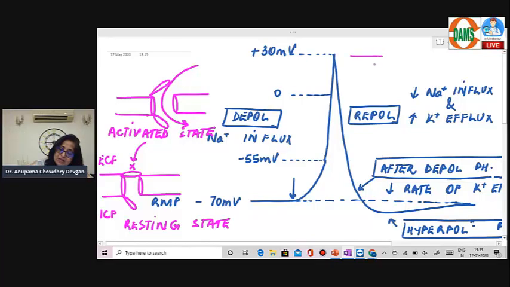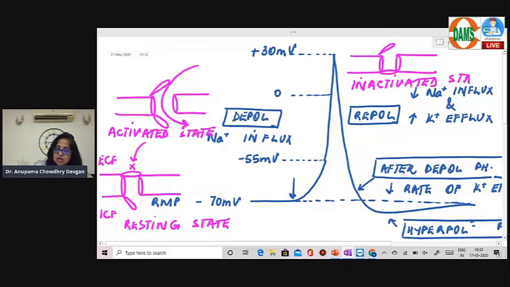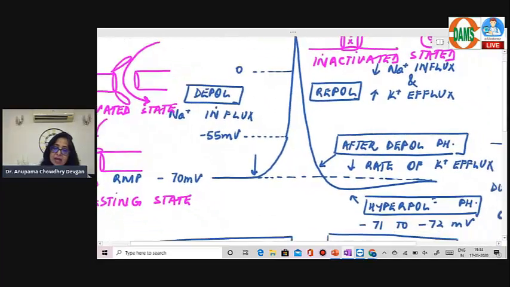Now, which is the first gate which will close? The first gate which will close is the inactivation gate. This is known as the inactivated state of a sodium channel. If the inactivation gate is closed, there can be no influx of sodium. Neat question: which is the first gate to close for a sodium channel? It is the inactivation gate. It stops the sodium influx.